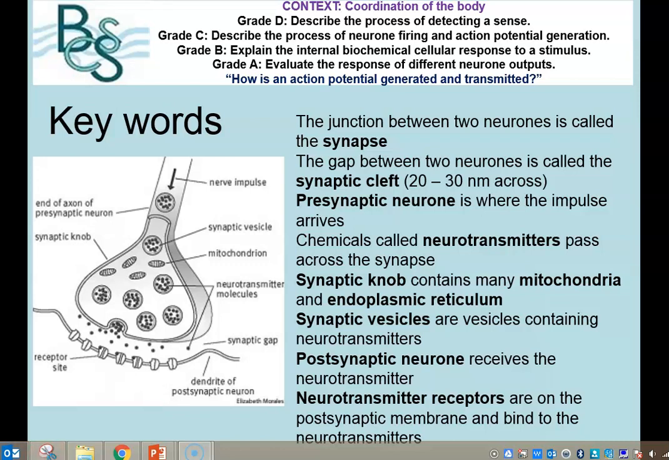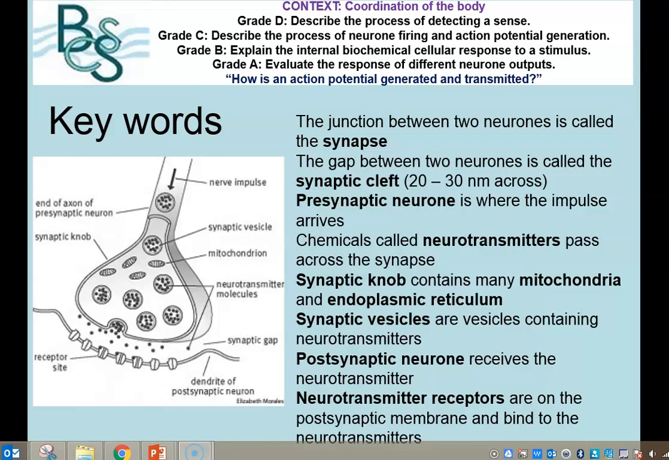So if you look at the label on the top left-hand corner, you can see that the label says end of axon of presynaptic neuron. So that's where our action potential is going to arrive. Okay, it's been propagated down the neuron, and it's arrived at that point along the axon. And as soon as it reaches that point there, then we're going to trigger the release of chemicals into that synaptic cleft. Those chemicals are referred to as neurotransmitters.